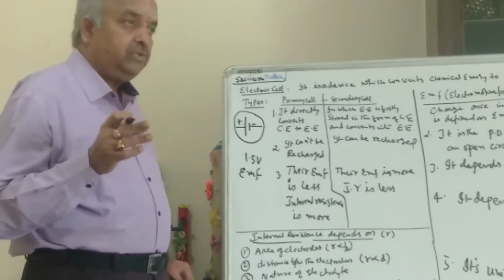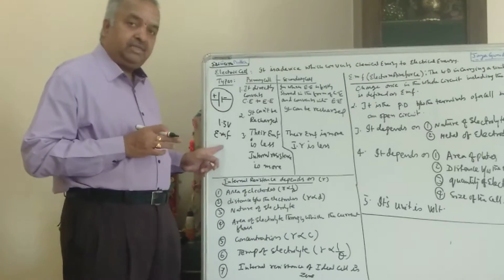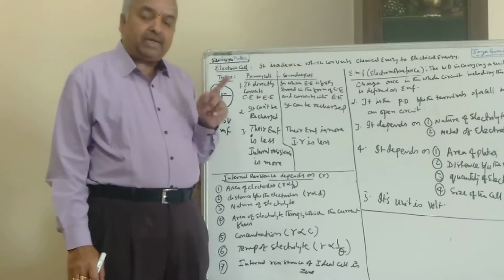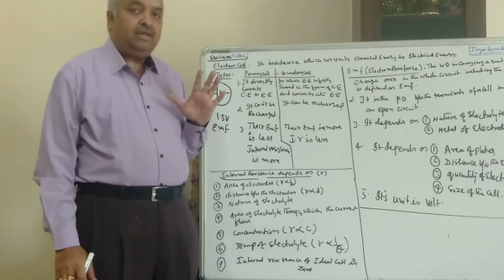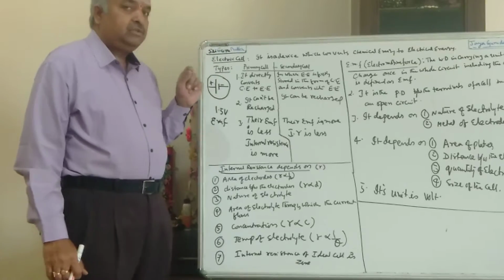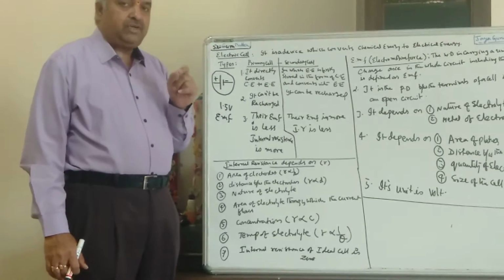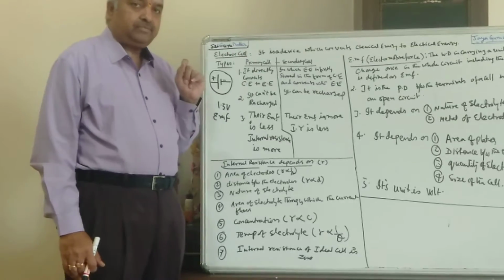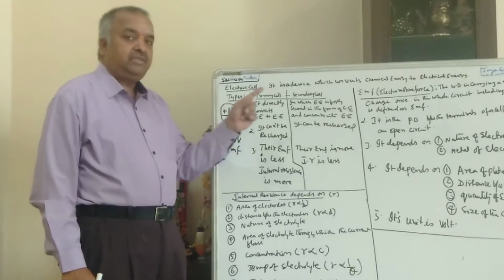So the unit of cell EMF is volt. The unit of battery is also volt, and the unit of potential difference is also volt. This is the main difference about the EMF, about the electric cell. So let us review what an electric cell is. It is a device which converts chemical energy into electrical energy. There are two types of cells: the primary cell and the secondary cell.